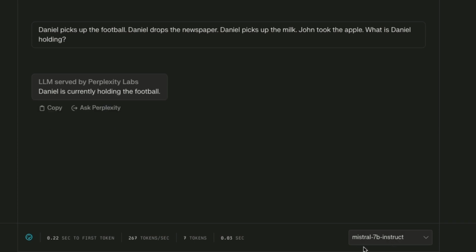Now, if we look at the response from Mistral 7b, it actually goes in a completely opposite direction, and it says Daniel is currently holding the football. So it missed out on the milk part. So for these smaller models, relatively complex reasoning can be hard, and that kind of shows up in the results here.